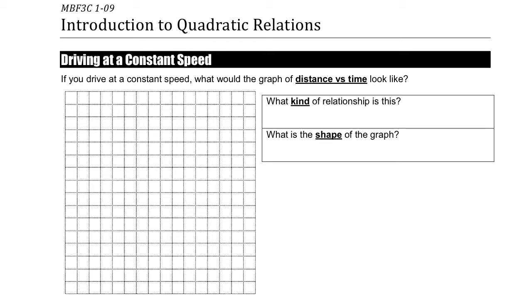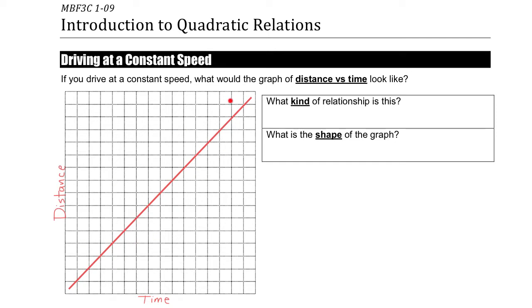So first, if you drive at a constant speed, what would the graph of distance versus time look like? Well, the key is that it's a constant speed. So for every unit of time, you're going the same unit of distance. So your graph would end up looking something like this. For each unit of time, you go up the same distance every time.